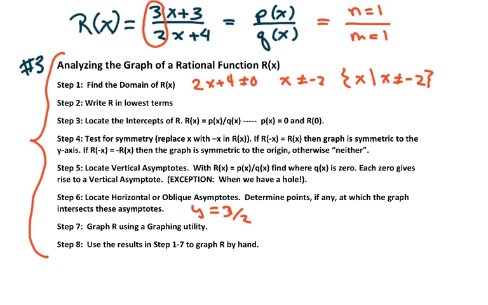Actually, we're supposed to do the intercepts here. So basically, it's already in lowest terms, so that means our vertical asymptote is x equals negative 2. It matches our step one that gives rise to the vertical asymptote. And we have to locate our intercepts, test for symmetry, and determine if it intersects the horizontal asymptote. We don't have a hole because when we reduce to lowest terms, nothing crosses out.